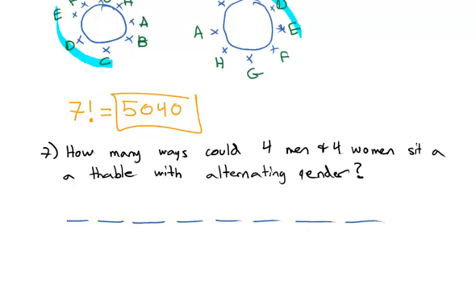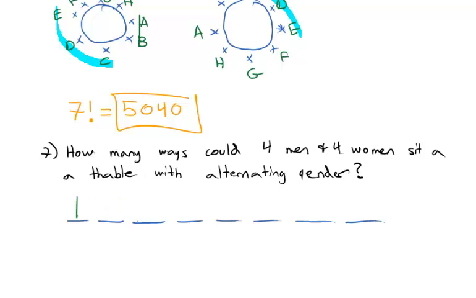Again, since it's a round table, the first person to sit down doesn't matter. That's just setting up the arrangement or the orientation. There's no ordering with the first person to sit down. The second person to sit down, though, has to be the opposite gender. So how many of the opposite gender are there? Well, there's 4 of the opposite gender.